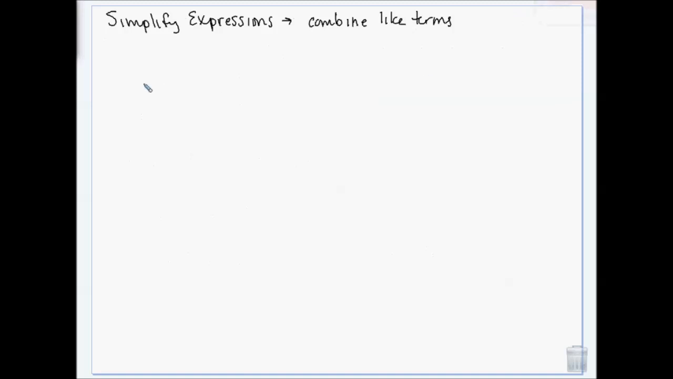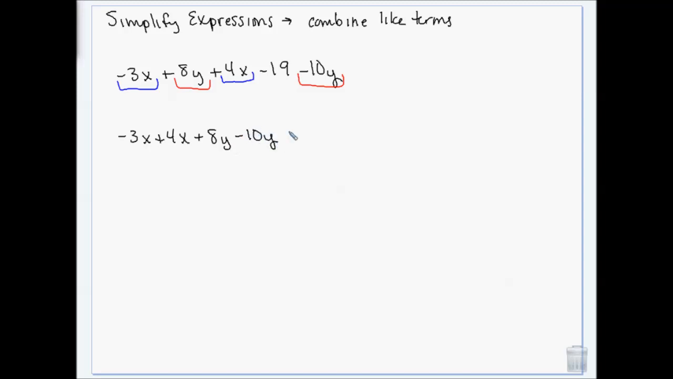Okay, so if I have negative 3x plus 8y plus 4x minus 19 minus 10y. The first thing I want to do is put all my like terms together. So I have x's and another x. Those are my x's, so I'm going to write those next to each other. And then I have y's. So I'm going to write those together. And then I have this lonely 19, so I'm just going to write him down.